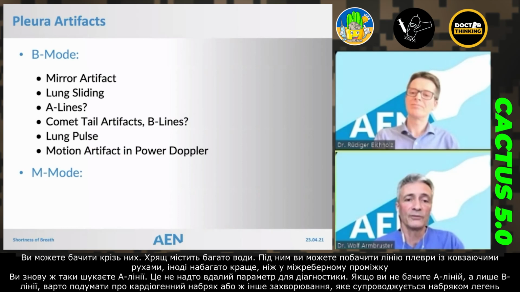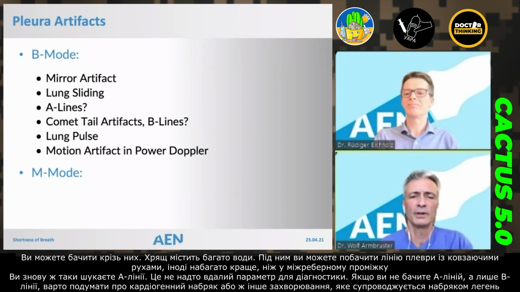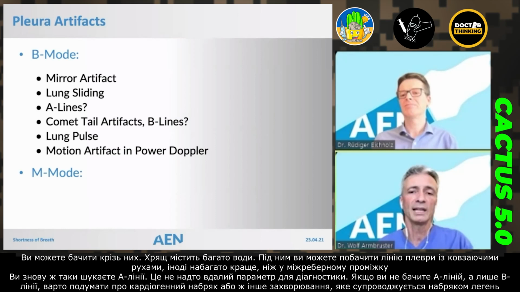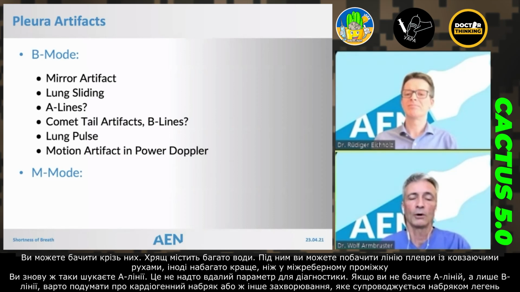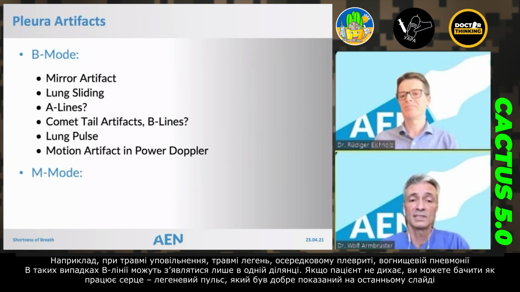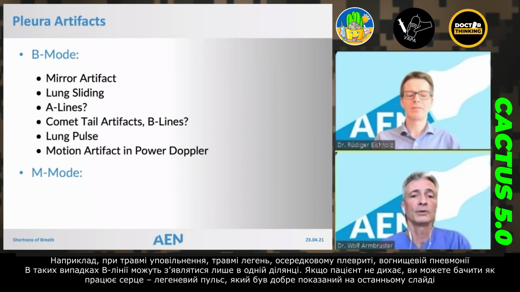So you look again for the artifact of the A line, but that's not a very valuable diagnostic parameter. If the A lines are erased by B lines, you see no A lines because the B lines are prominent, you have to think about a cardiac edema or some diseases that produce the B lines. Regional situations, like after a deceleration trauma and a lung trauma, or in a regional pleuritis, or in a regional pneumonia, may also show the appearance of B lines, just regionally.